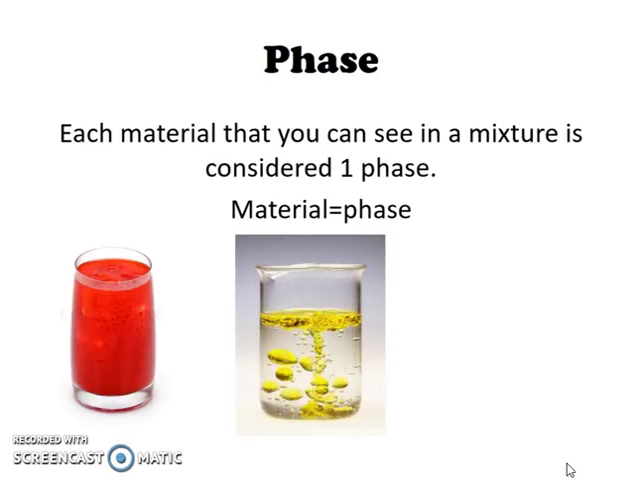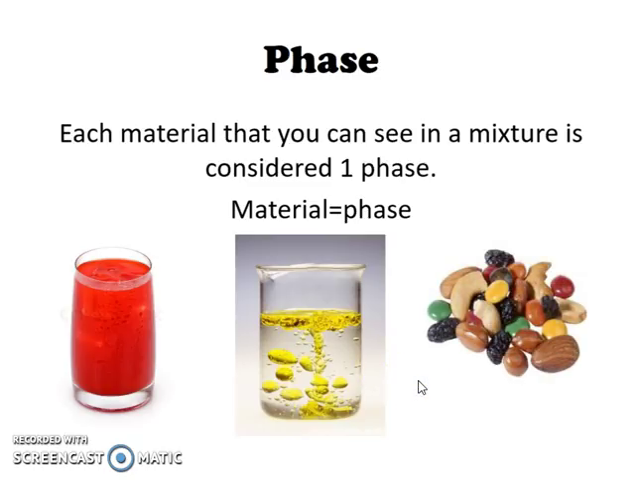Here's an example of oil and water. So oil would be one phase and water would be one phase. So that's two phases, and so we would say that that's heterogeneous. And then finally, in this example of trail mix, you can see there's raisins, there's cashews, almonds, M&Ms, and maybe some peanuts mixed in there. So that's 4 different phases, which would make that a heterogeneous mixture.